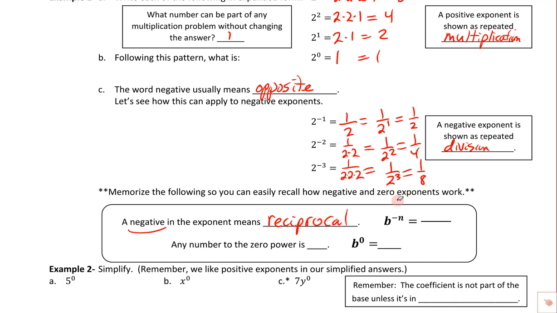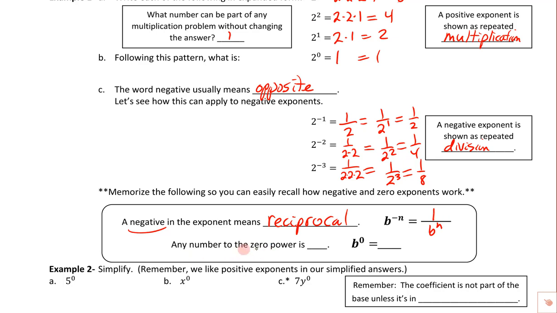So here's what we've got. If we have b to the negative n, then we would put a 1 on the top and we would put the b to the n on the bottom. That negative moves it from the top to the bottom. And remember, there's always a 1 as part of any multiplication or division problem. That's not going to change the answer at all.